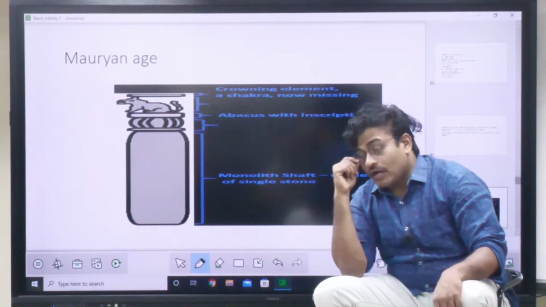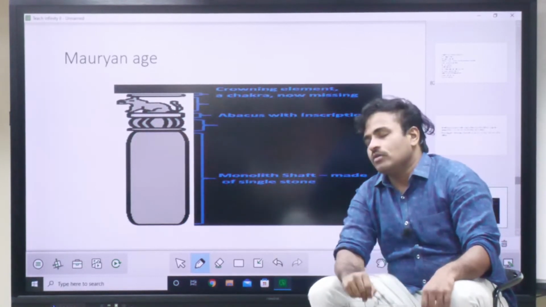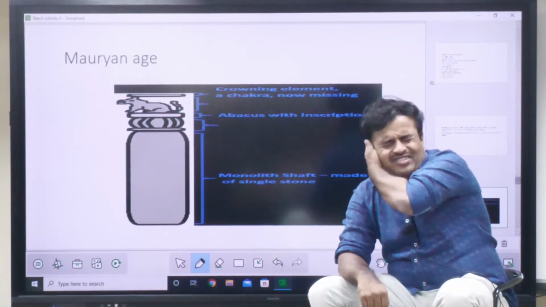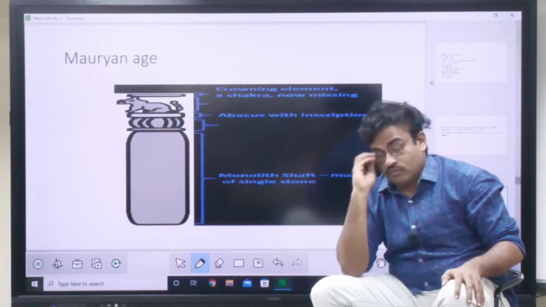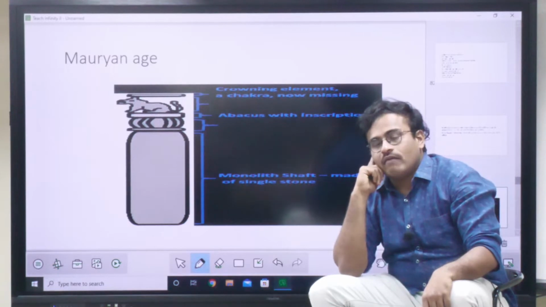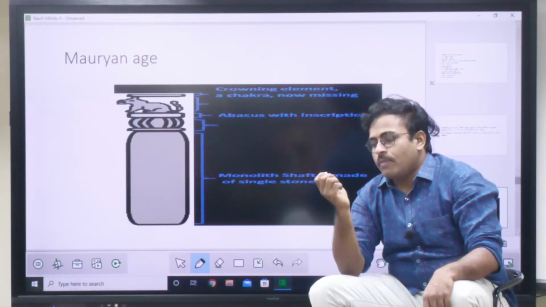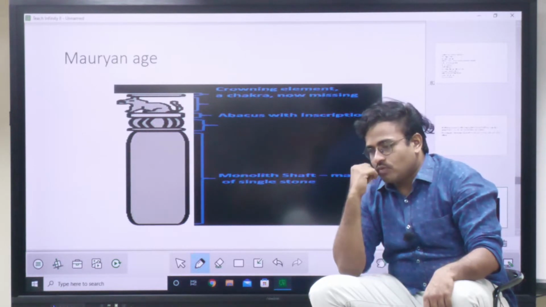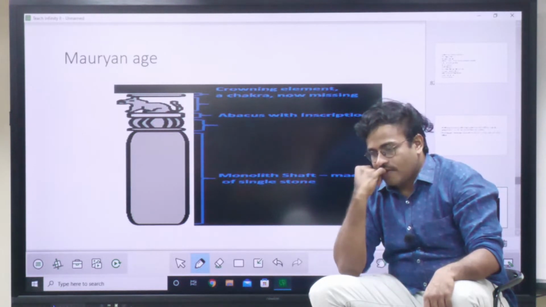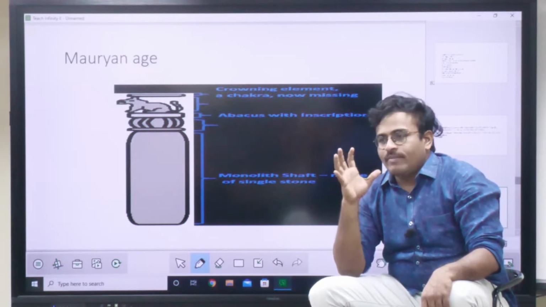Okay, so write one statement: clay images of solid wheeled bullock cart and plow were excavated. Okay, they are very small images.